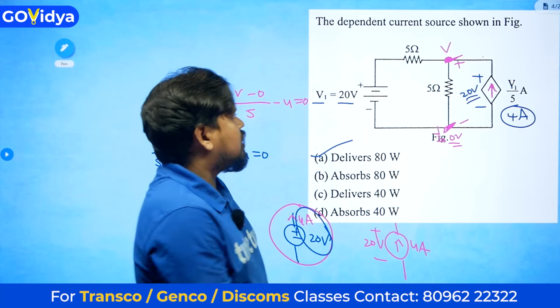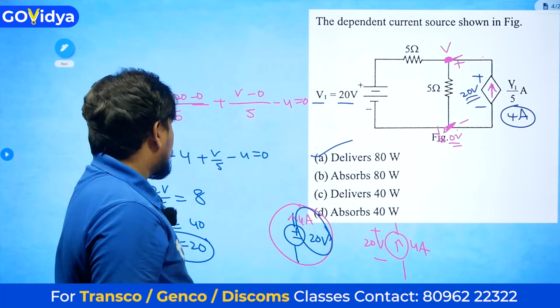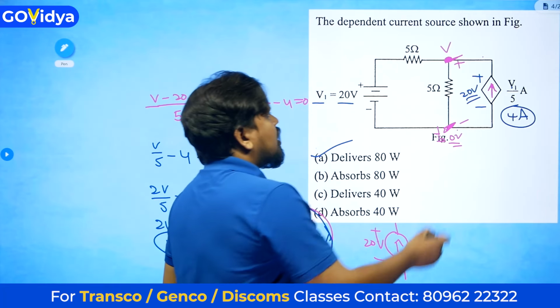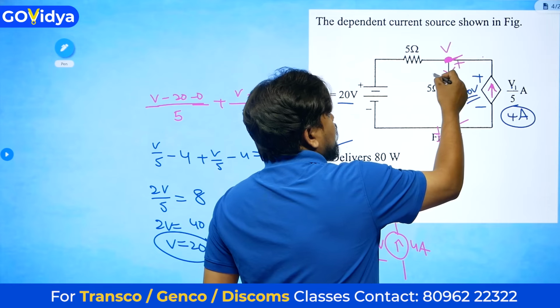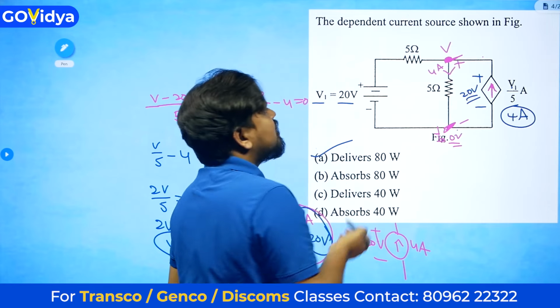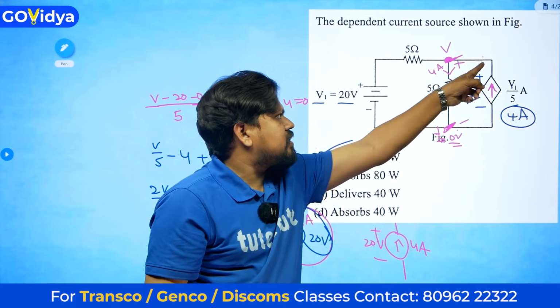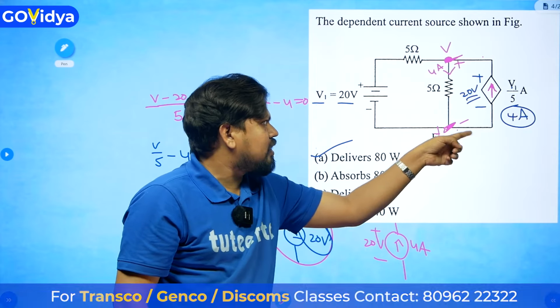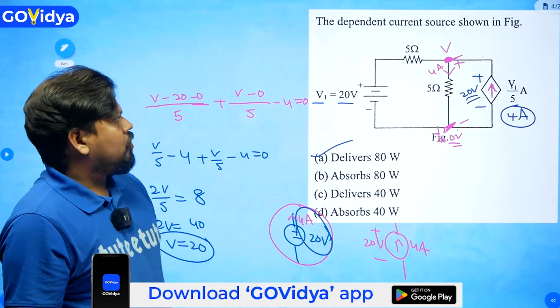The voltage from here to here is 20 volts. So 20 volts means how much current will be going inside like this? 20 divided by 5 is 4 amperes. We can calculate each and everything. 4 amperes is coming like this and 4 amperes is going like this, and in the remaining branch there is no current. That we can also understand.